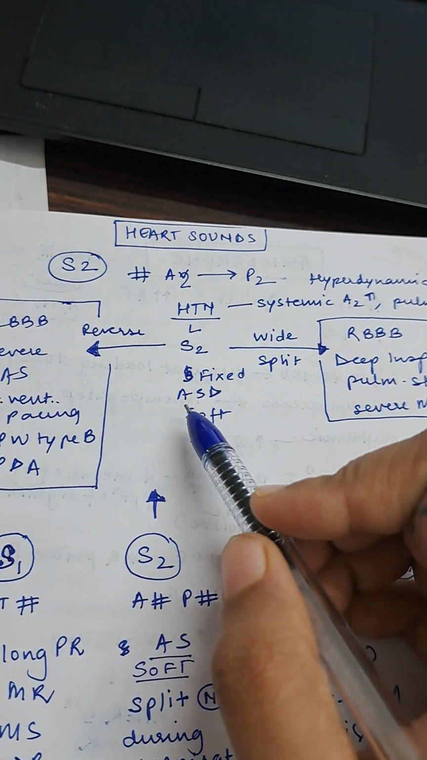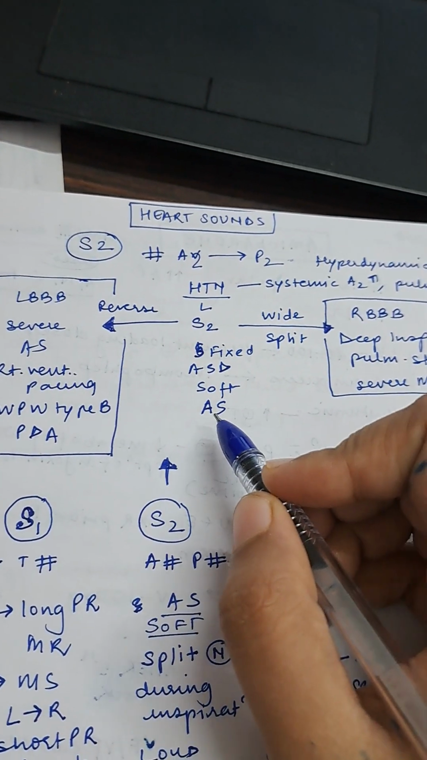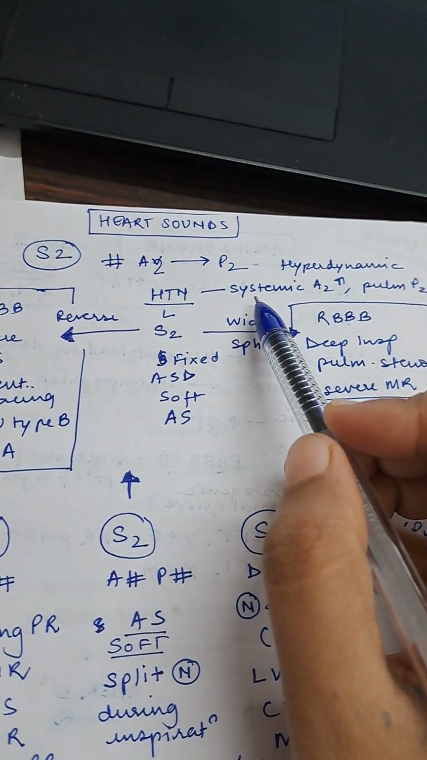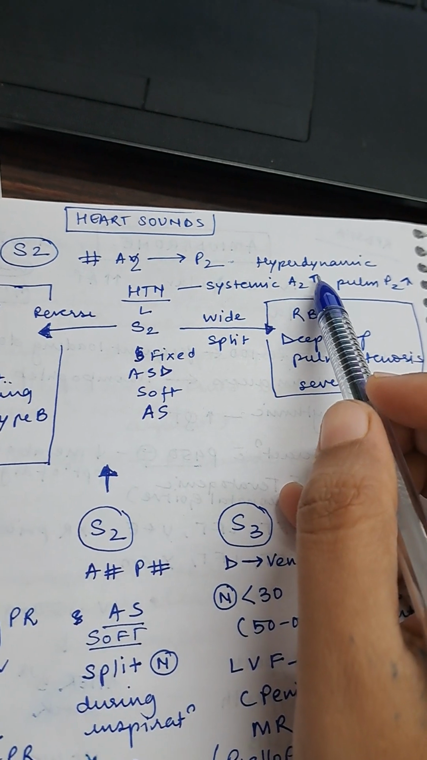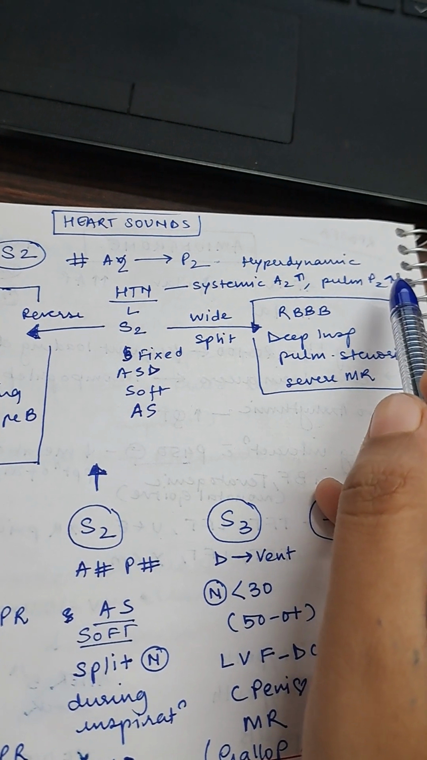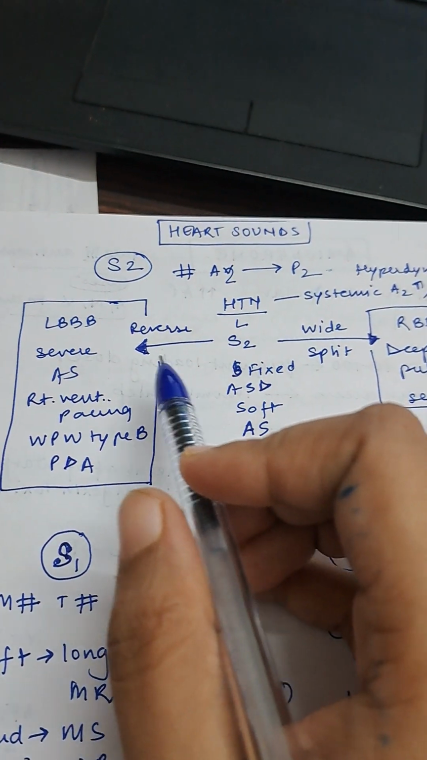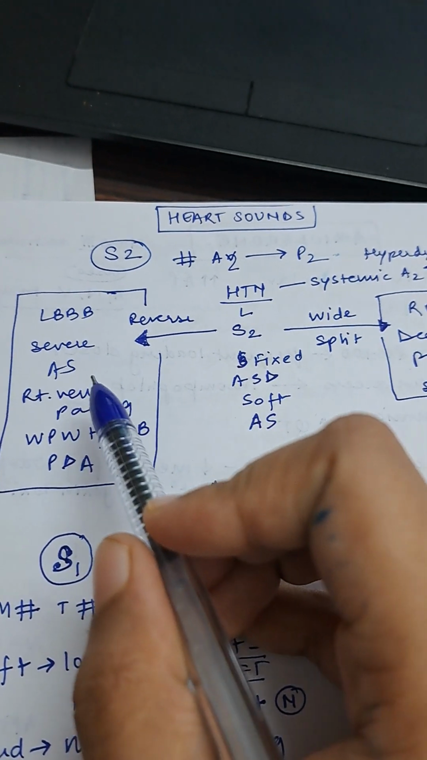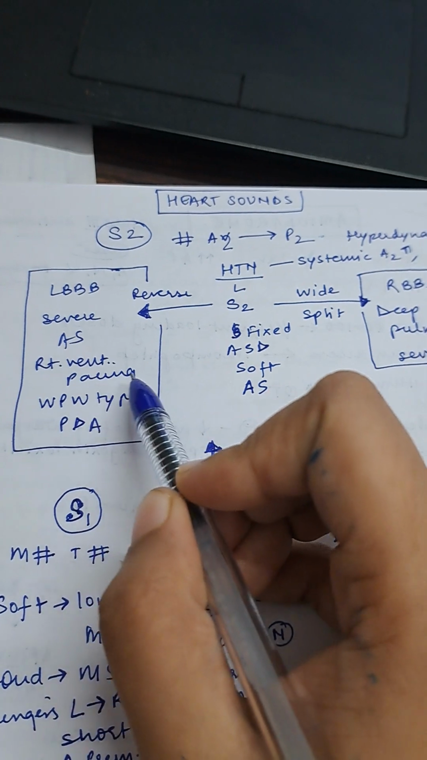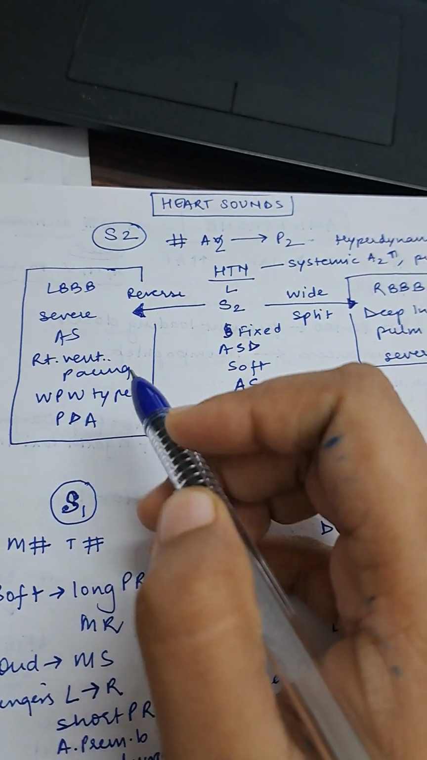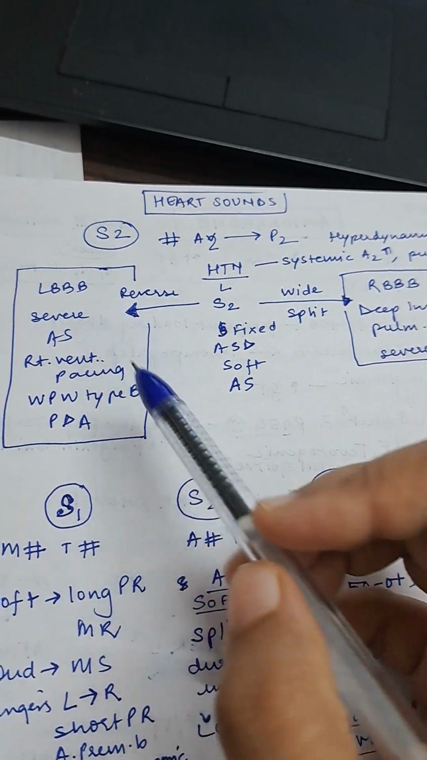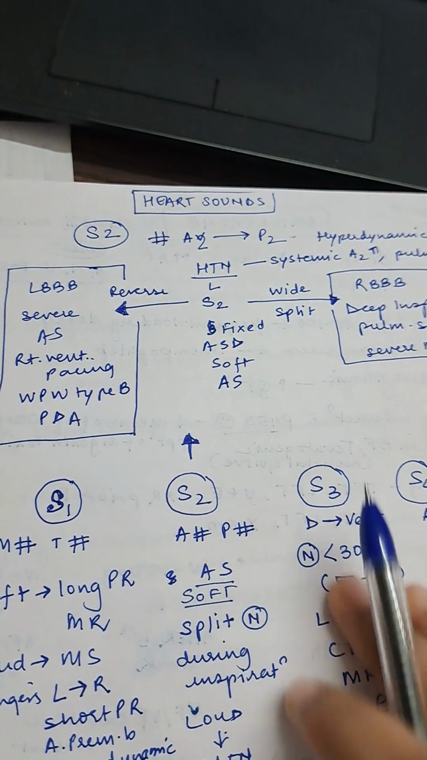S2 will be fixed in atrial septal defect. It will be soft in aortic stenosis, loud in hypertension. Now, in systemic hypertension, the A2 will be higher, and in pulmonary hypertension, the P2 will be higher. Then reverse split will be seen in left bundle branch block, in severe aortic stenosis, in right ventricular paces, WPW type B, and patent ductus arteriosus. So reverse split is very common in questions.